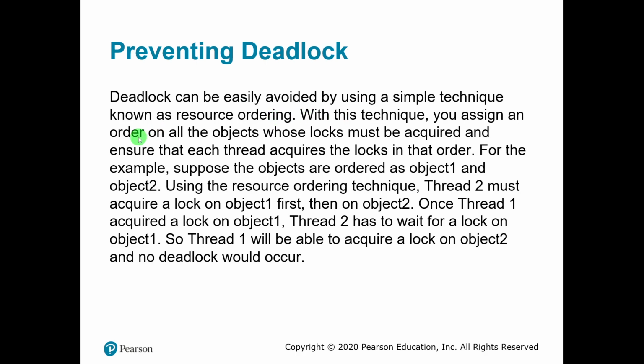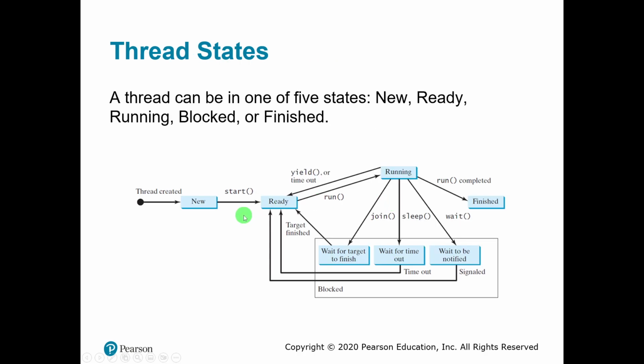With this technique, you assign an order to all the objects whose locks must be acquired and ensure that each thread acquires the locks in that order. Okay. So for example, suppose the objects are ordered as object 1 and object 2. Using the resource ordering technique, thread 2 must get its lock on object 1 first and then object 2, which was not what happened in the previous example. Thread 1 got object 1, thread 2 got object 2, and they were both waiting on each other. Okay. So thread 2 has to acquire object 1 and then object 2.